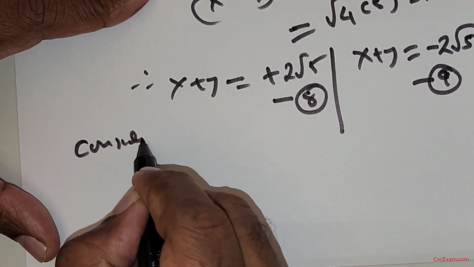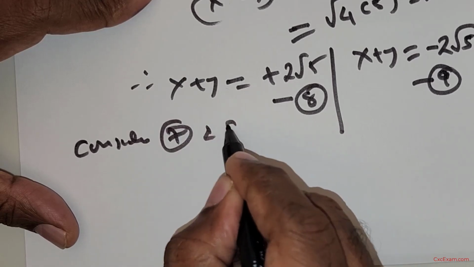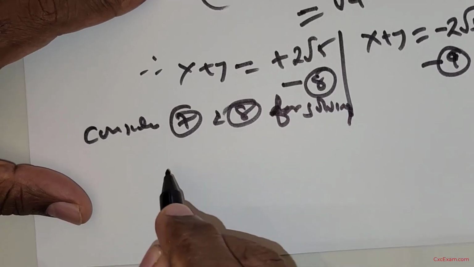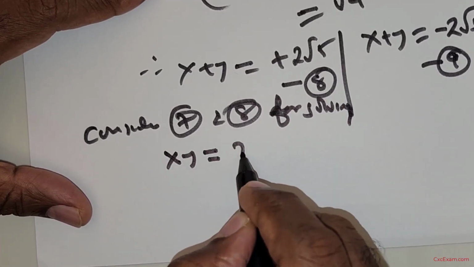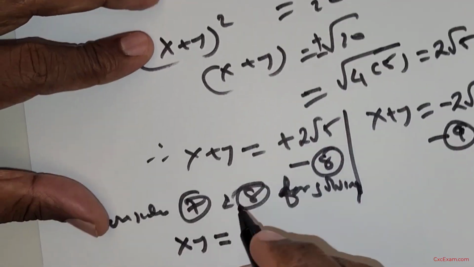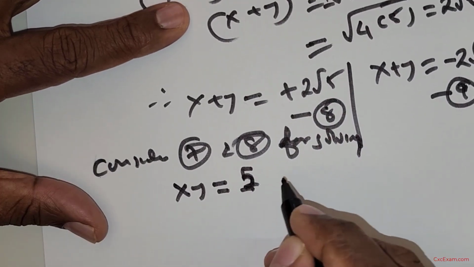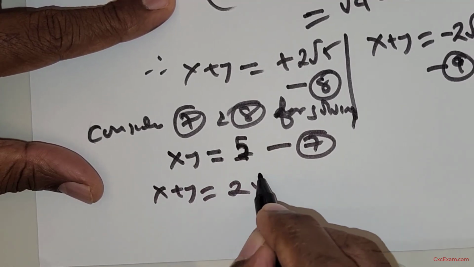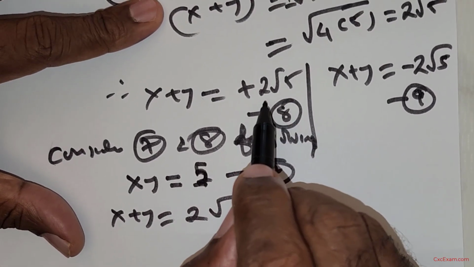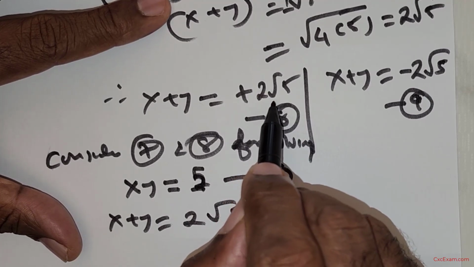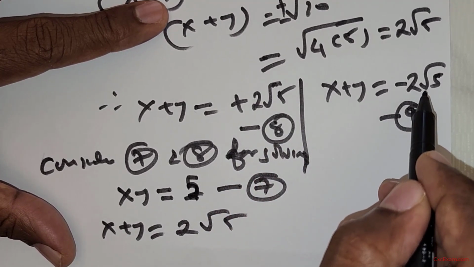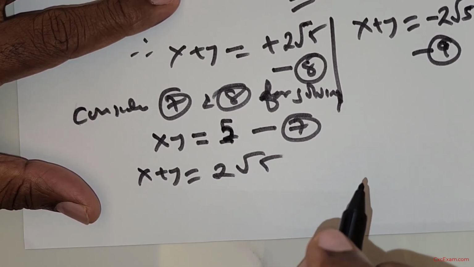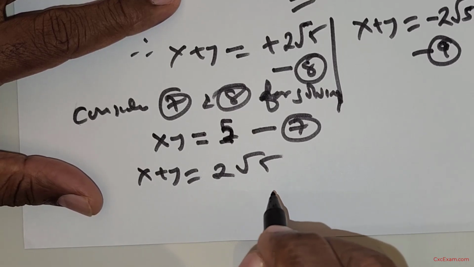So consider equations 7 and 8 for solving. xy is equal to 5, from equation 7. And then x plus y is equal to 2 times root 5. So you will have to take the positive 2 times root 5 and the negative 2 times root 5, and then find the value of x and y. Okay, so we will have to do that.